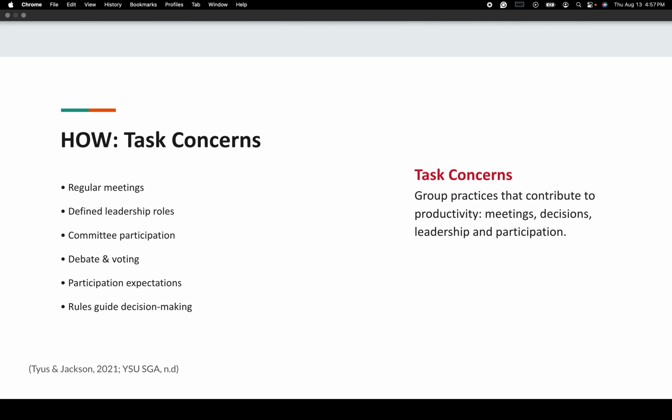SGA demonstrates what Tyson Jackson called task concerns, which involve things like meetings, leadership, decision-making, and participation. YSU's governing documents establish meetings, leadership positions, committees, and voting procedures. These expectations help SGA members work together productively and make organized decisions.